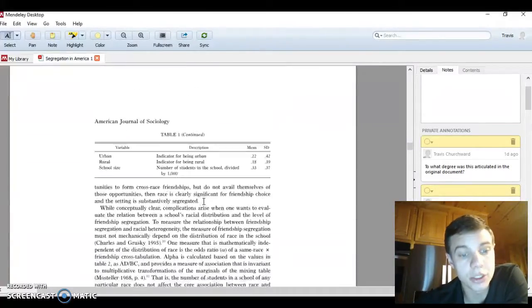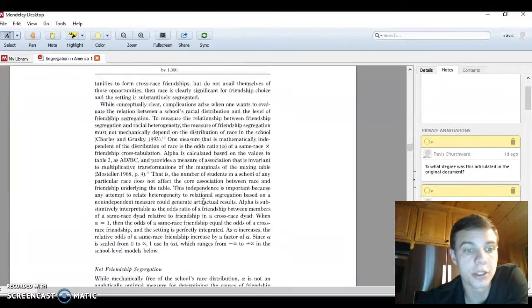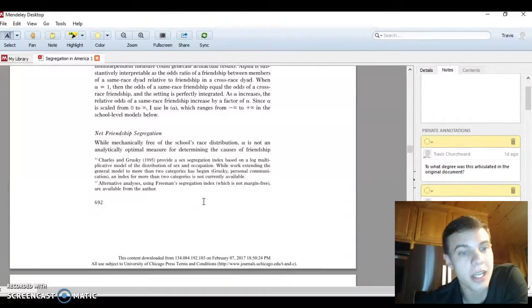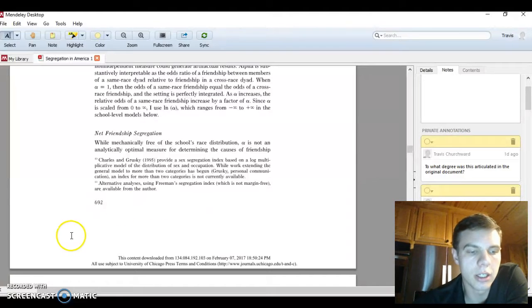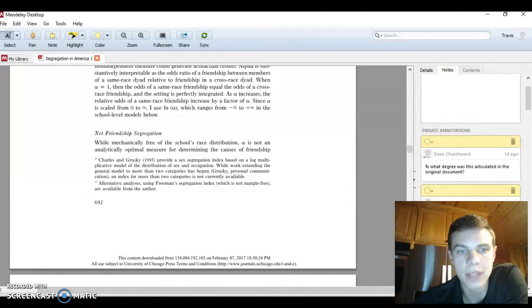They had another measure for friendship segregation based on race, and it was called net friendship segregation. This measure took into account factors outside of race. So if there was a correlation between socioeconomic status and race, the net friendship segregation would take that into account more readily than gross friendship segregation.